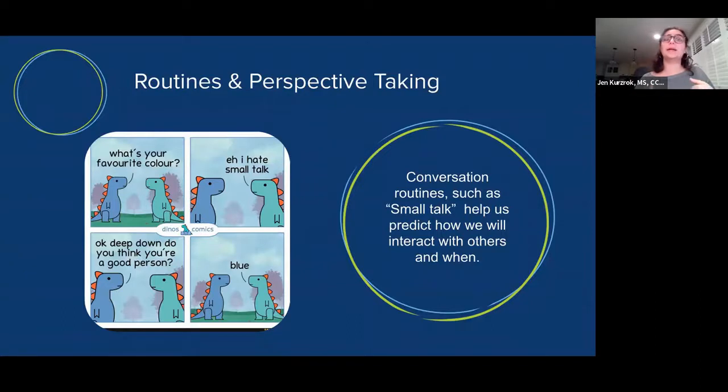Something's different. Is it because there's a change in the setting, and we can start pulling in those situational awareness skills? Let me look at their face and their body language and their tone of voice. Are they upset? Is it in response to something I did, or am I just walking into the situation? So these social routines also can be really important for students to understand.